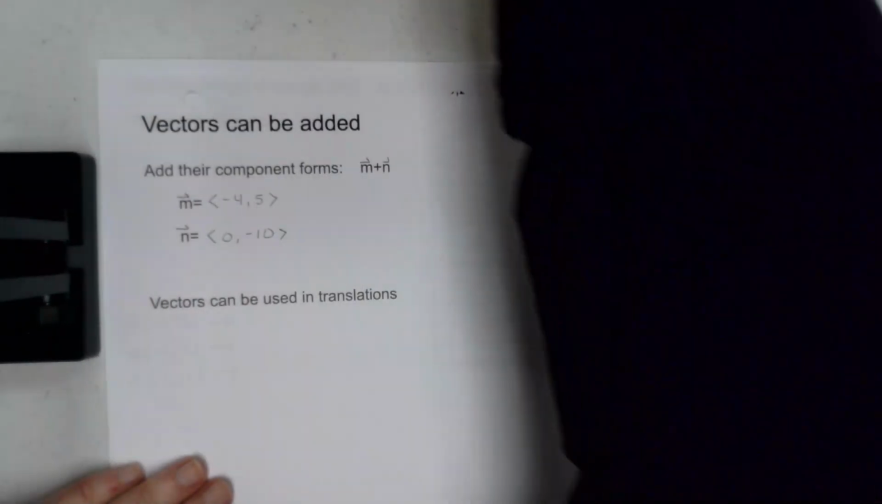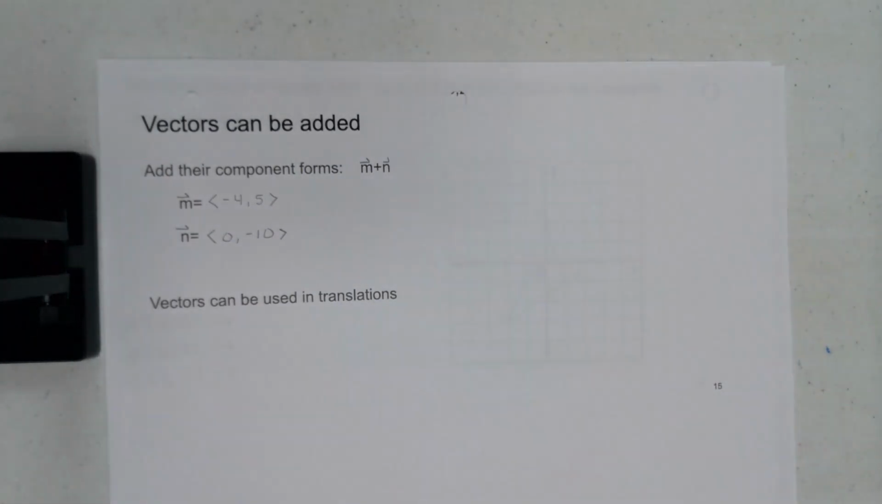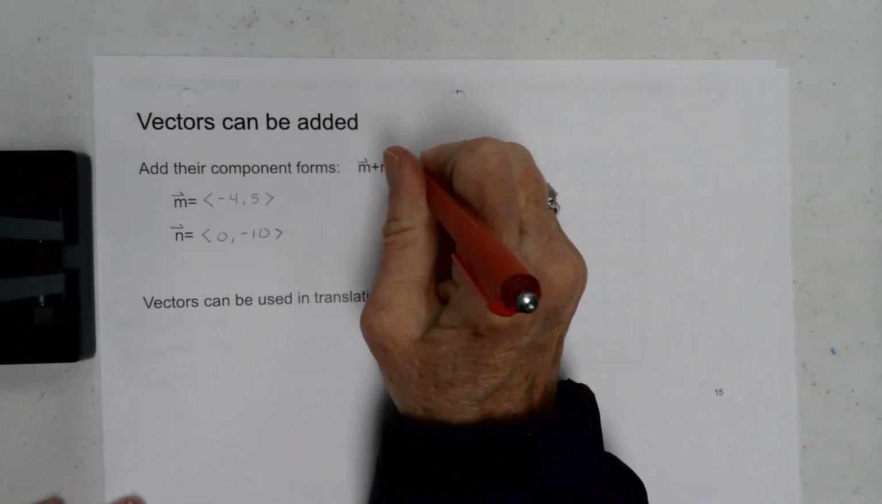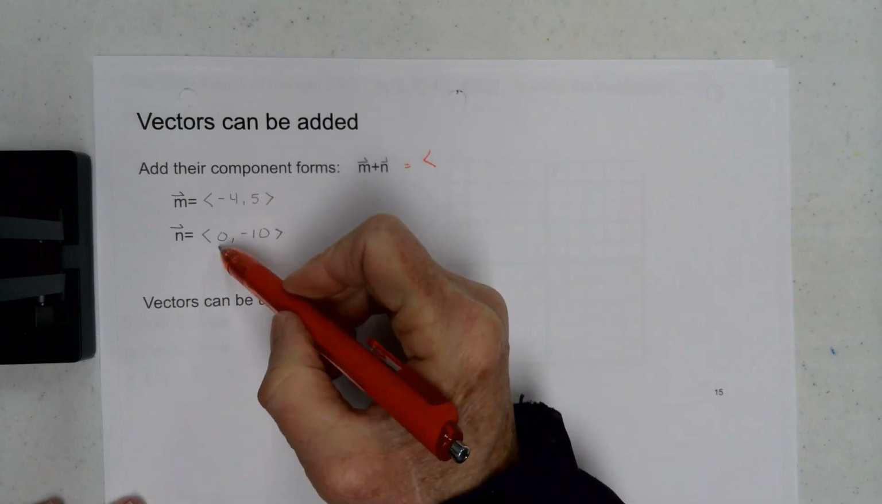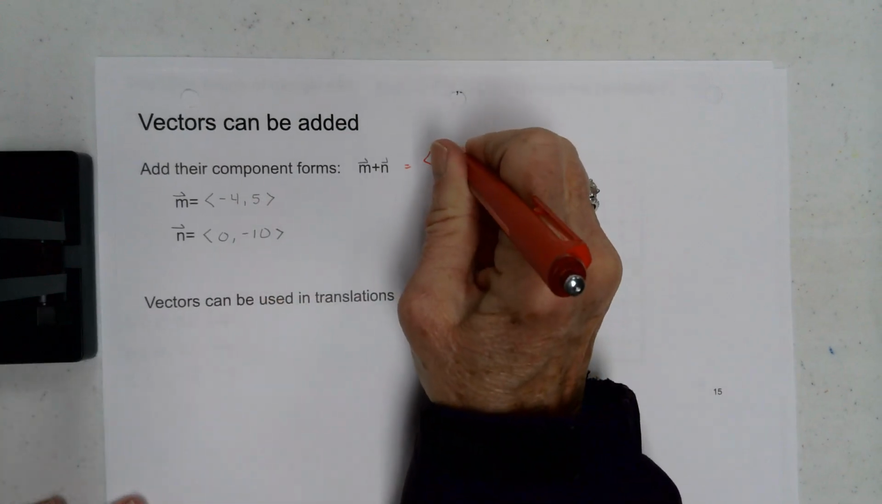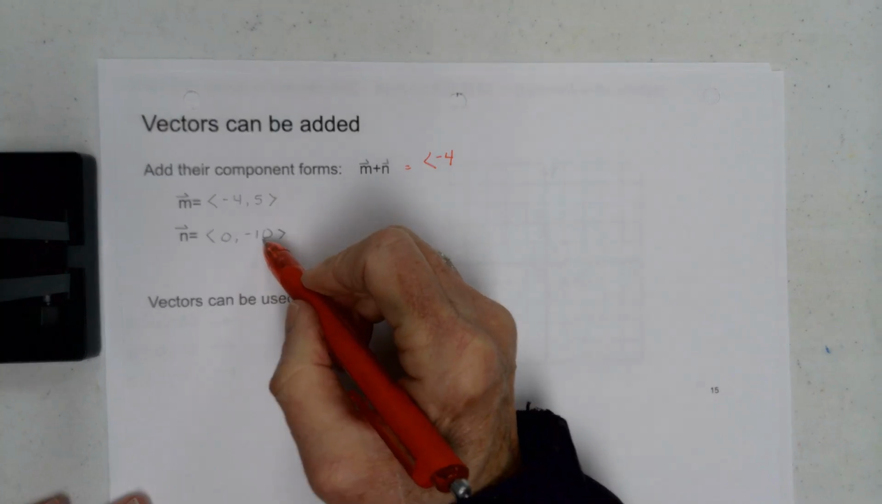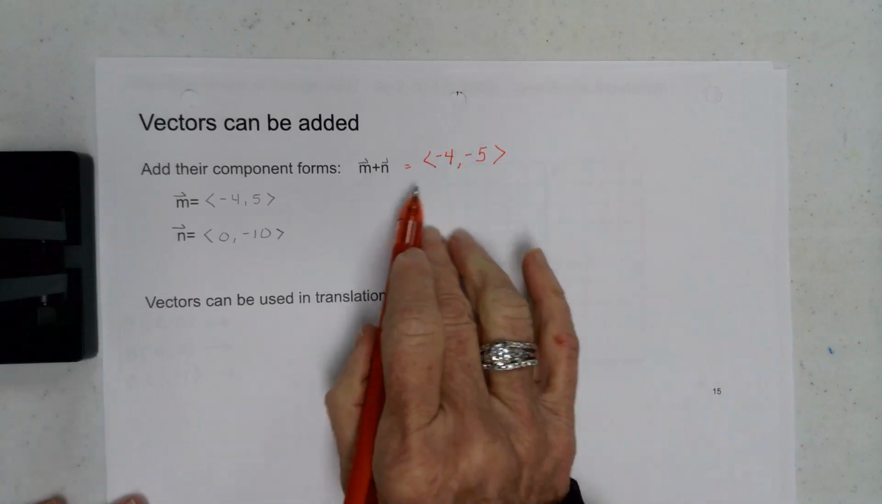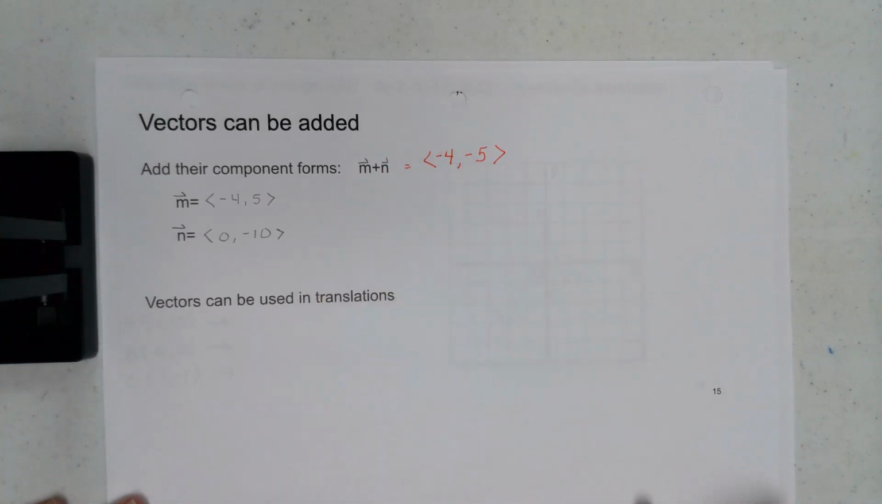All right, vectors can also be added. So let's say I was going to add the m and the n together. You just add their components. So the answer here is -4 plus 0, which is -4. 5 plus -10 is -5. So when I add them, that would be my answer.